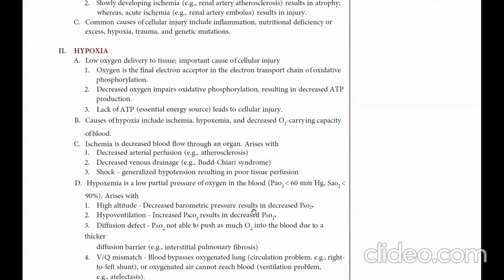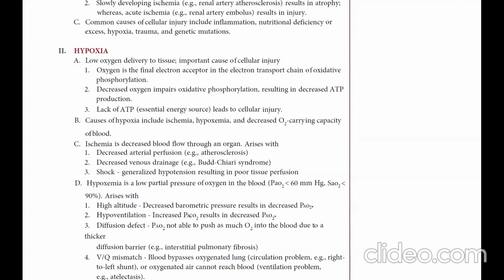It arises with high altitude, where decreased barometric pressure results in decreased partial pressure of oxygen in blood, and with hypoventilation, where increased partial pressure of carbon dioxide results in decreased partial pressure of O2 in air, not in blood.